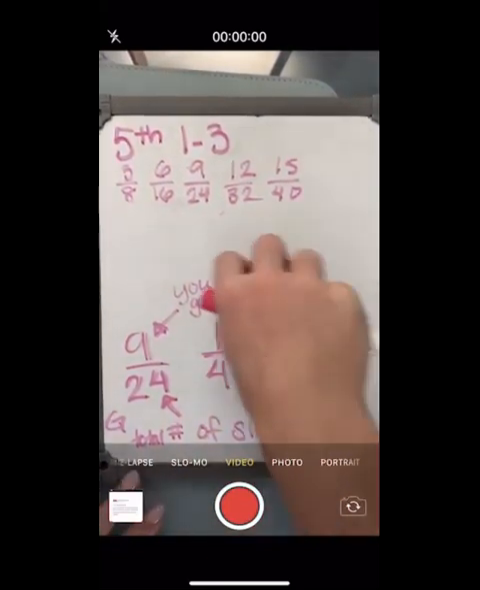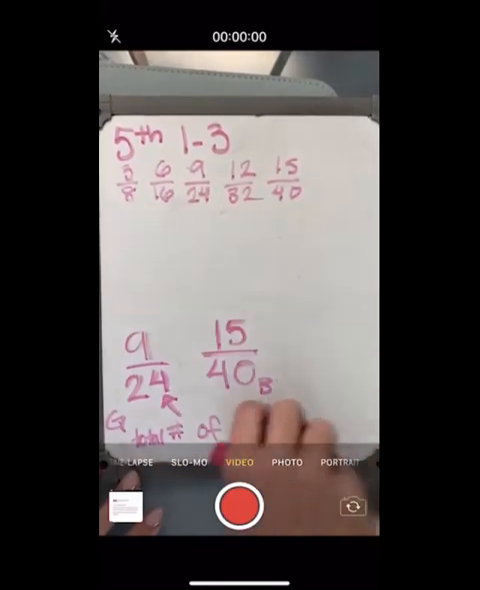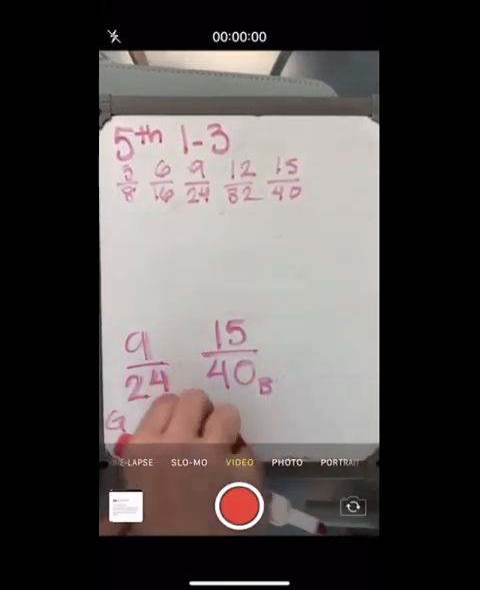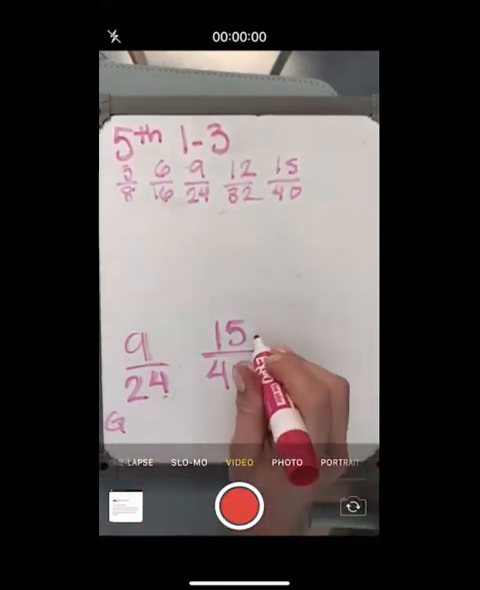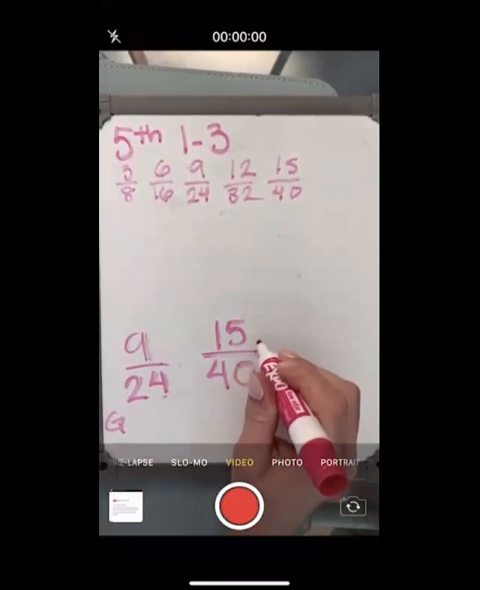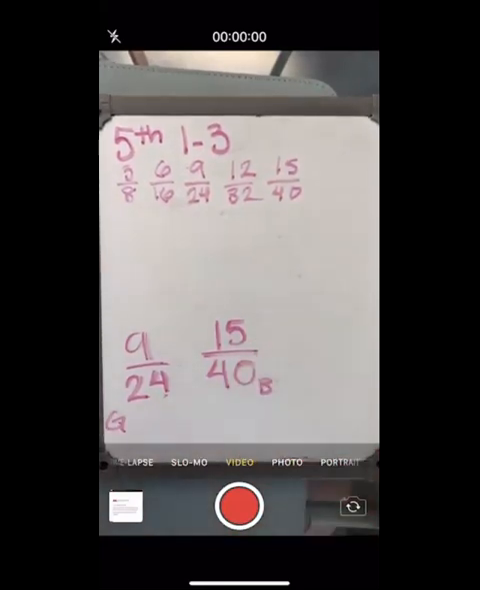Now the question is, who gets more slices? Not more pizza, who gets more slices? Right? The boys get more slices. They get 15 slices. But who actually gets the bigger slices? In this case, the girls would actually get the bigger slices because they're in 24ths, not 40ths.